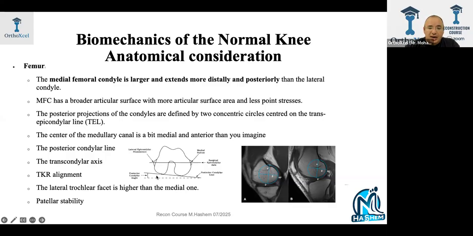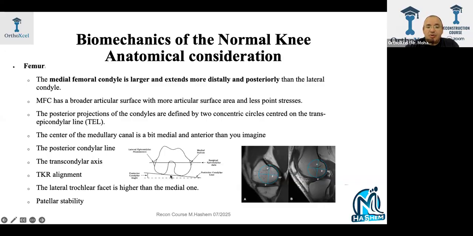The posterior condylar line, as we agreed, the medial femoral condyle is going more distal and more posterior. If you look at this knee from axial, so this knee is now bent, if you look at the femur when the knee is bent, you can easily spot that the medial femoral condyle is going more posterior.